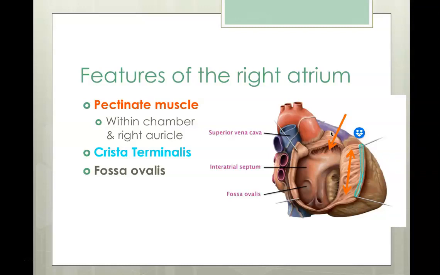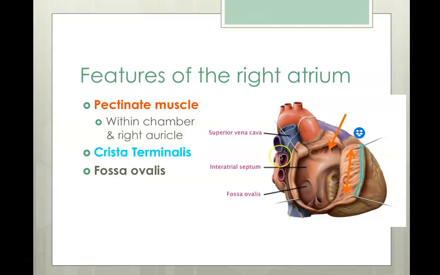And then the last thing we're going to find here is the fossa ovalis. So let me just point that out before we move on to some cadaveric images. But on our heart, sitting between your right atrium and your left atrium is an area known as the interatrial septum. Inter meaning between, atrial referring to the two atria, and septum meaning wall.